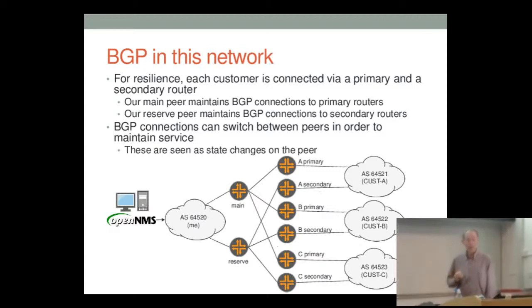Now, in this particular network, we've got our customers on the right-hand side here, and on our side, on the left-hand side, we have a main and a reserve router, actually at two different sites, that are connected to each customer, and each customer has a primary and a secondary router connecting back to us. So from their side of the world, they always have two options to come over to us, and again they're on different sites as well. From our main site we connect to the primaries, from our reserve site we connect to the backups, and if the main fails, the backup takes over, and what we see is a change in state of the various connections. And on the left there, on our side of the network, we have OpenNMS.